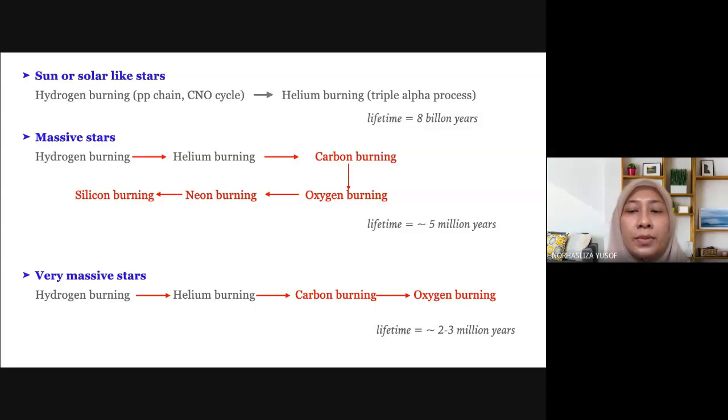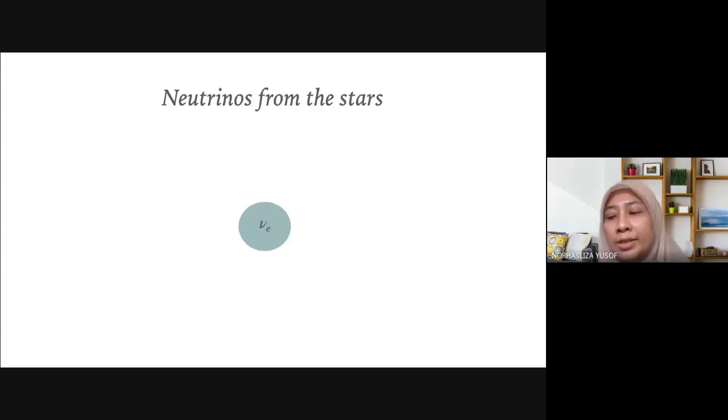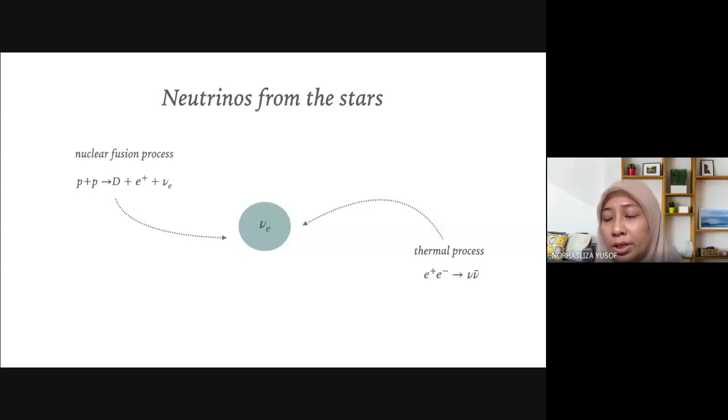Okay, so we see where the neutrinos from the star come from. One source is the nuclear process, the nuclear fusion process. This is for the low-mass star. Another one is the thermal process, which occurs only for very massive stars. Hold on here.